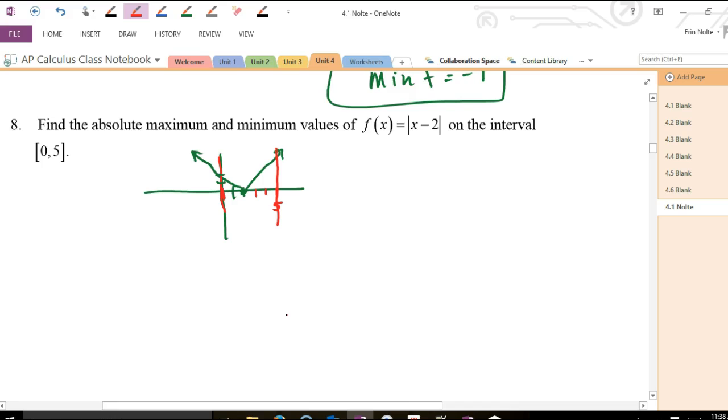So you can get it from the slope just by looking at the graph, because it goes up 1 over 1, up 1 over 1. Or you could just plug 5 into the function, because 5 minus 2 is 3, absolute value of 3 is 3. So we can say the absolute max of f is equal to 3. What's the absolute min? Good. So the lowest y value is at 0.